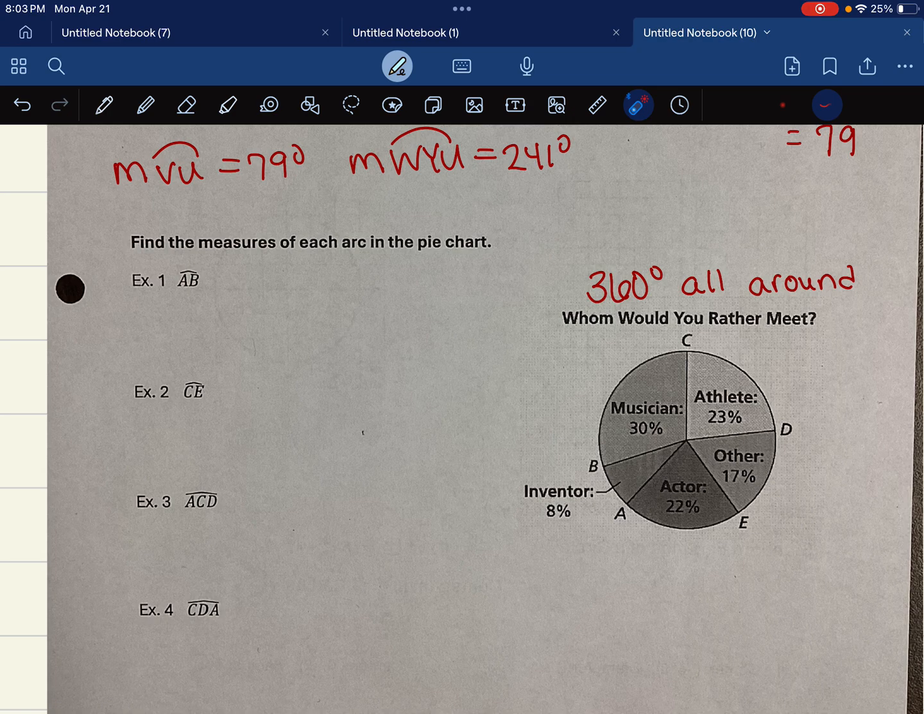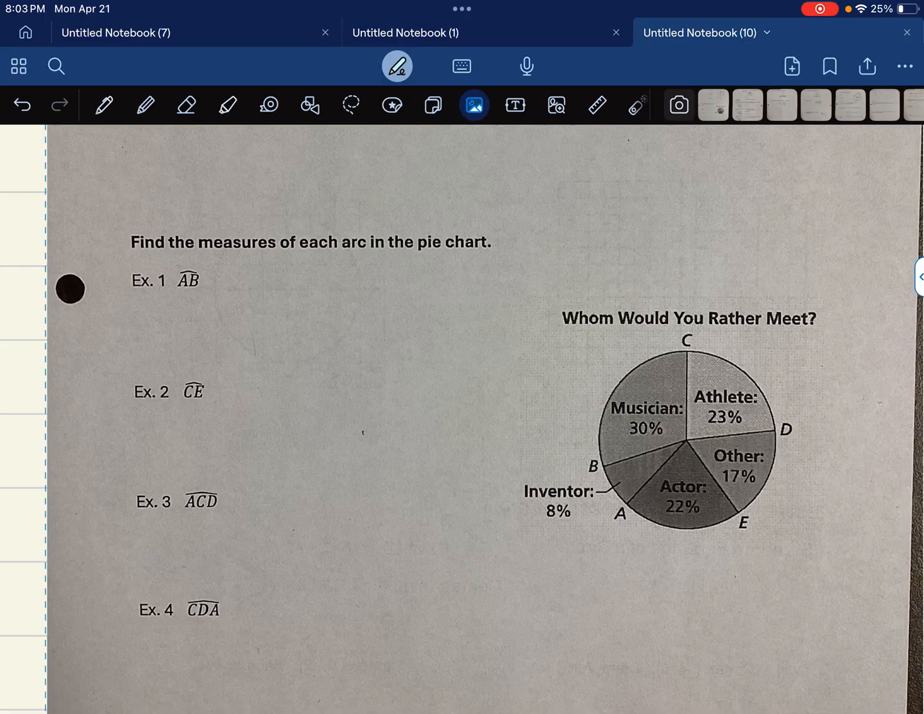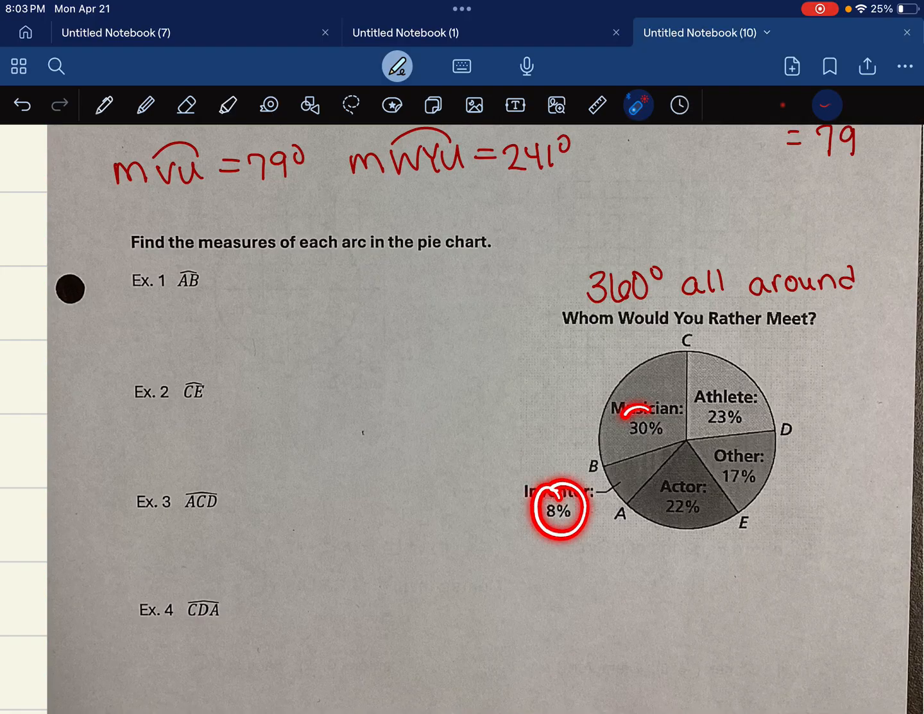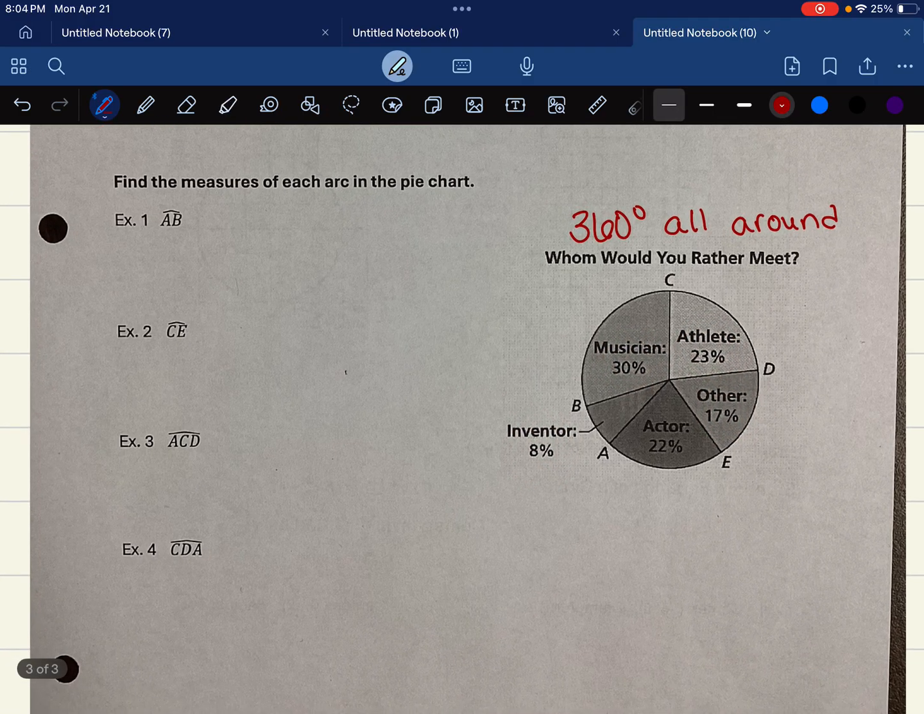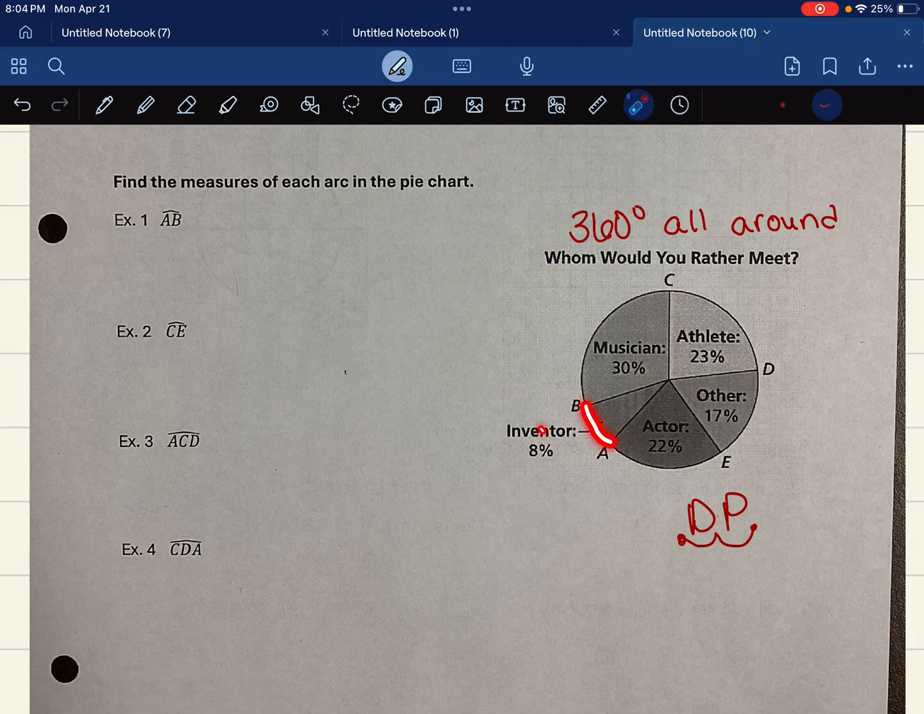Okay, so let's do the first one. I think you guys will kind of get it. Now, just as a reminder, we can't actually multiply by a percent, so you do have to change each percent into a decimal. And just from like 6th grade with Miss Moreland's class, some of you might remember Dr. Pepper. So we're going from percent to a decimal. We move it 2 times to the left. Okay, so our first arc is AB. So we look at that percent. 8% as a decimal is 0.08. And all we're going to do is multiply that by 360. So in your calculator, you're going to type 0.08 times 360, and you should get 28.8.